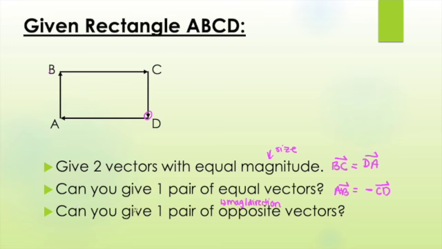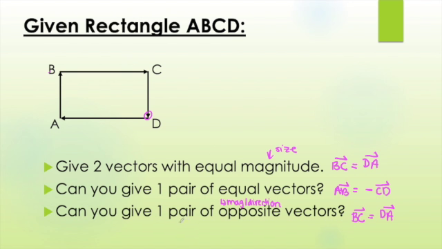And then can you give one pair of opposite vectors? Well, let's go with BC again. BC is going to the right, we end at C. Then you want to go the opposite way, so we need the same magnitudes. It's got to be DA, and since DA's head is going the opposite way, you can write it as negative DA.